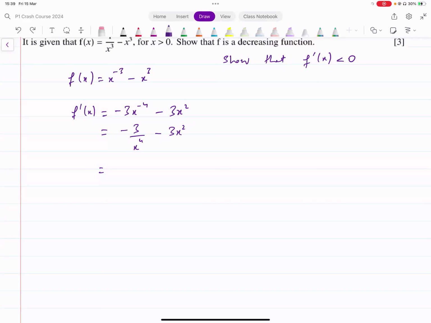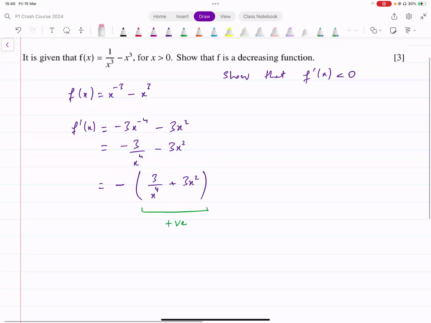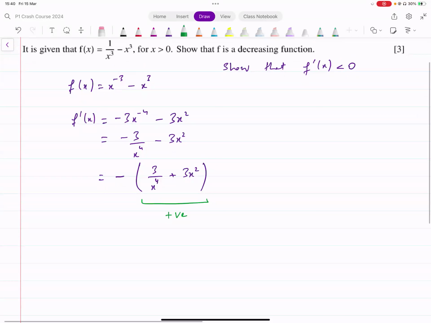But it's going to be easier to understand if you take minus common outside. In this expression, if you take minus common outside, that leaves you with 3 over x raised to power 4 plus 3x squared. Now this part is always positive, right? Why? Because 3 is a positive number. X raised to power 4 is always going to be positive because it says x is greater than 0. So x value cannot be 0. It has to be greater than 0. This is always positive for that reason.